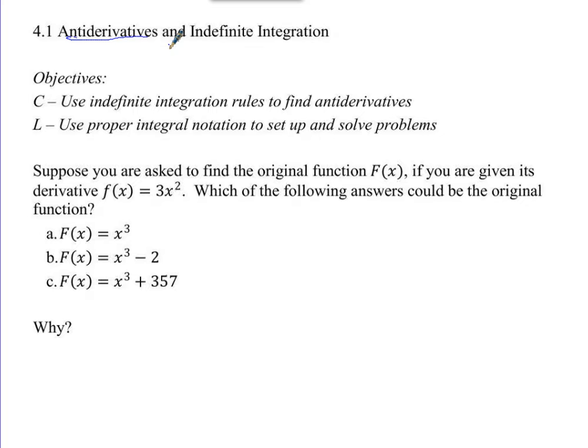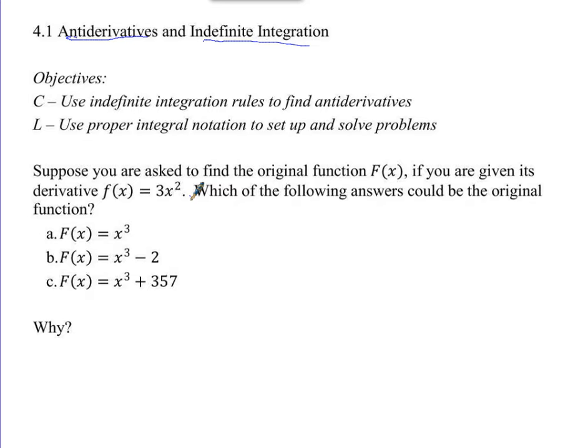Okay? And then pretty soon we'll move into other notation like that. So, suppose you're asked to find the original function and we're using capital F of x. If I give you the derivative function, f of x equals 3x squared, of these three choices, which could be the original function? All three of them, that's right.